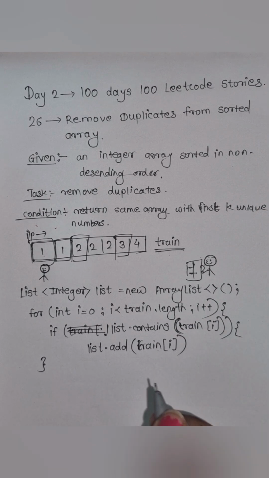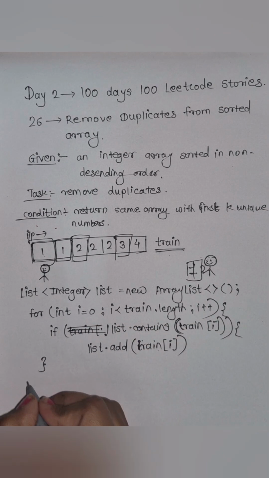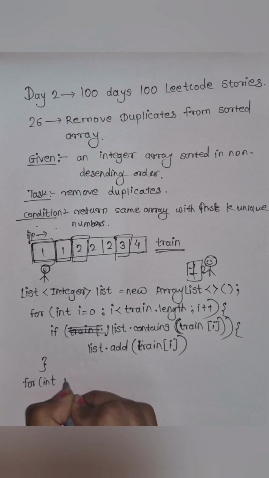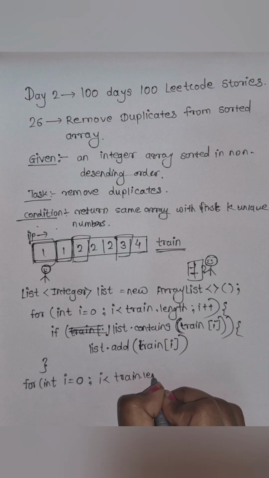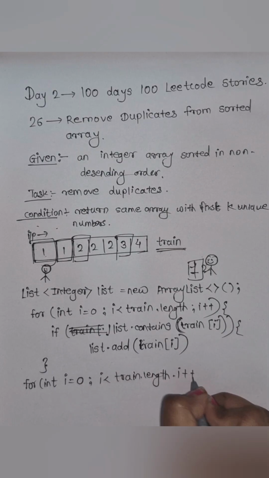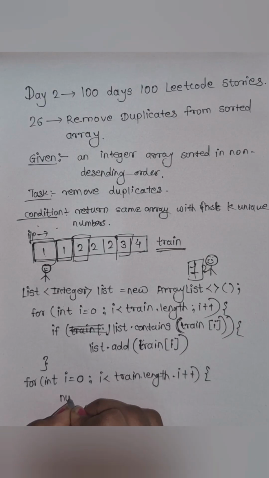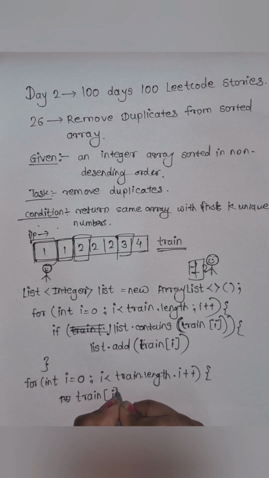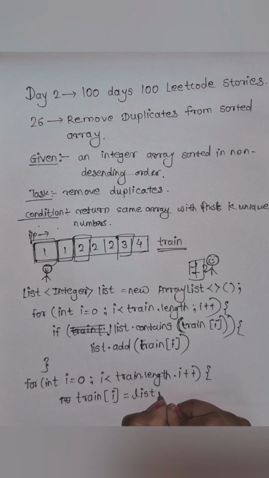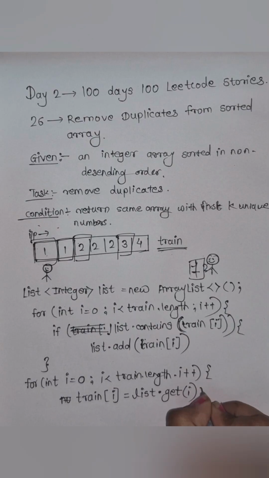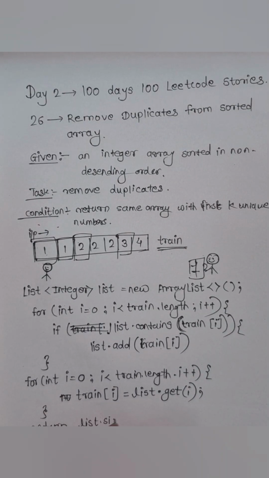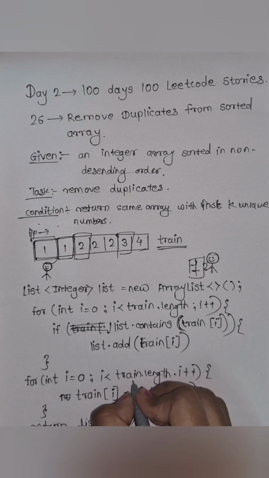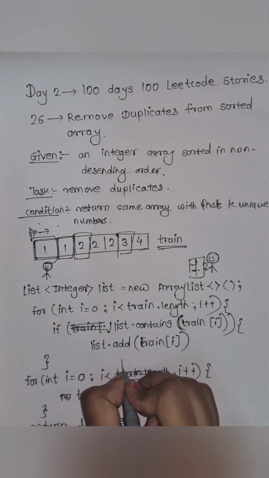Now we need to write these numbers back to the array. We need to modify it. So for int i equals 0, i less than list.size, i plus plus, train of i is equal to list.get(i), and here we will return list.size. Here not train.length, but here list.size.